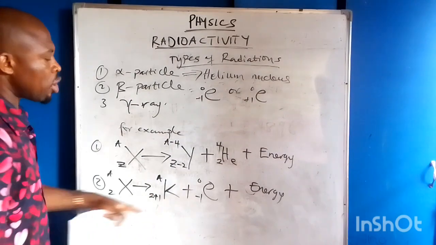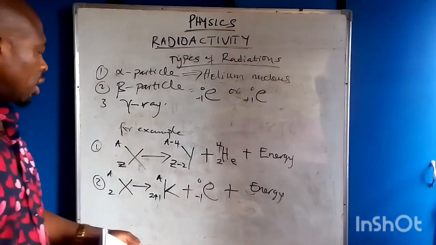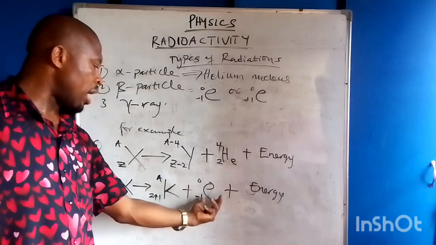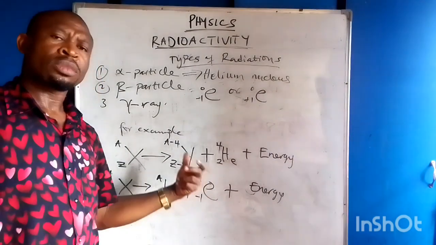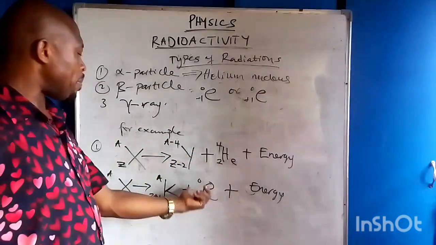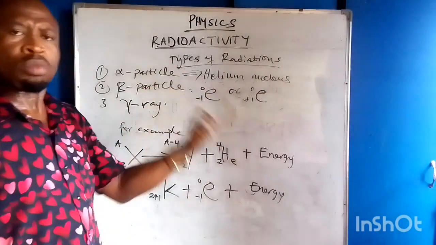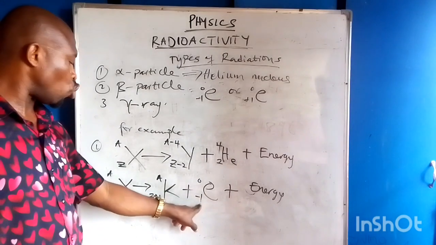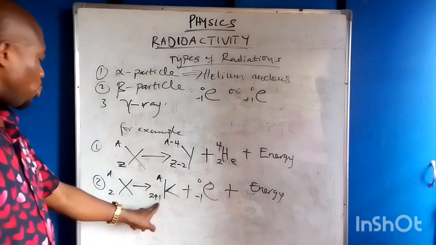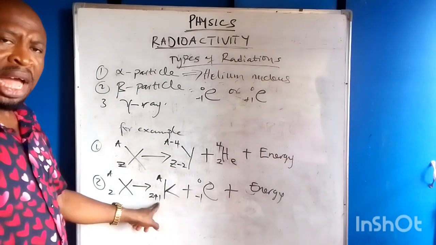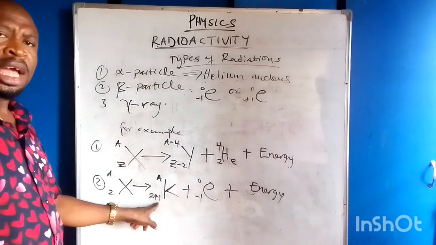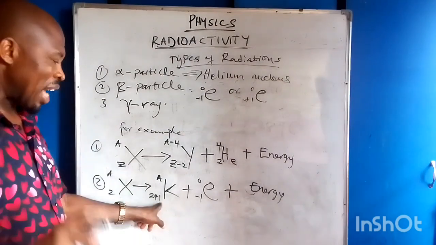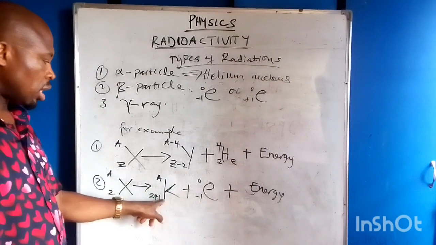So anytime an element emits one electron, or one beta particle, or more than one, if it is more than one, that means here will be 2. And if it is 2, it means that the proton number or the atomic number of this one will now be increased by 2. That is what this implies.